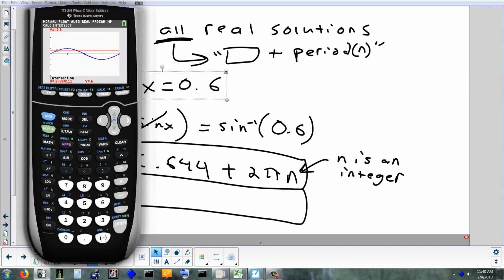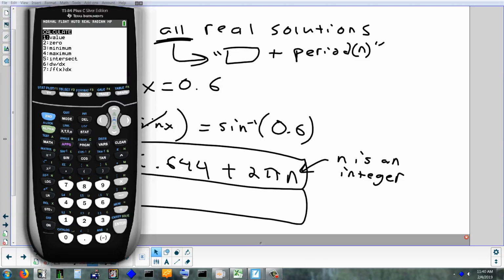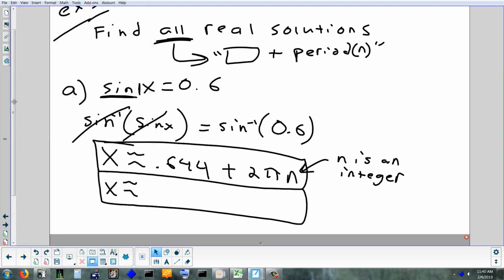If I do intersect, I get 0.644. That's exactly what I got. So there's the first answer, and remember that answer repeats every 2 pi units forever. Now the question is this one. I can show you what it should be. If we go over here, it should be about 2.5. But how do we get that?